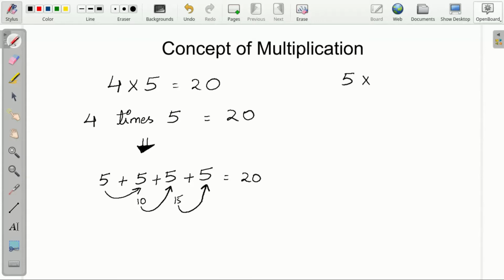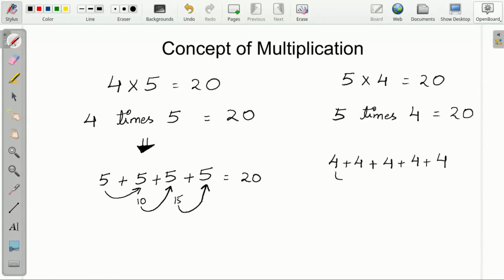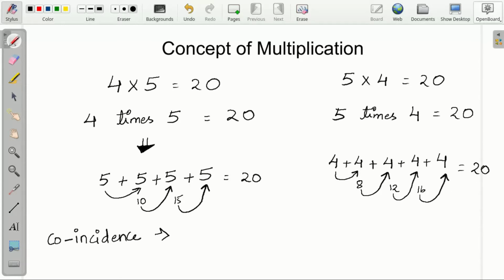Similarly, when you multiply the number 5 with 4, you get 20. That is, 5 times 4 equals 20. So we write the number 4 for 5 times. 4 plus 4 is 8, 8 plus 4 is 12, 12 plus 4 is 16, 16 plus 4 is 20. So would you call this a coincidence? No, it's actually called the commutative property of multiplication.